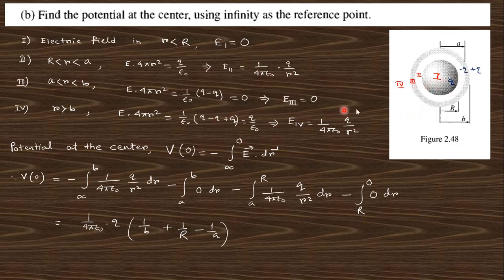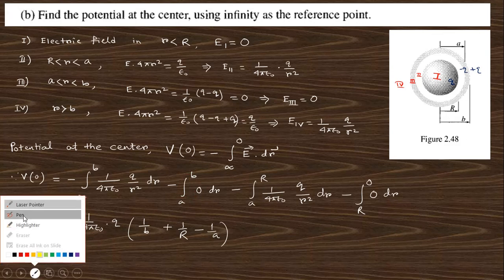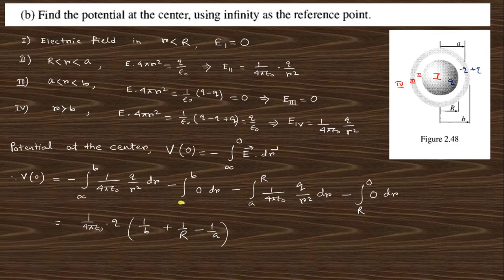Now the potential will be minus the integral from infinity to 0 of E dot dr. So the integral from infinity to 0 is broken as infinity to b, then b to a. Actually, this is a mistake, this will be infinity to b, b to a, a to r, and r to 0.